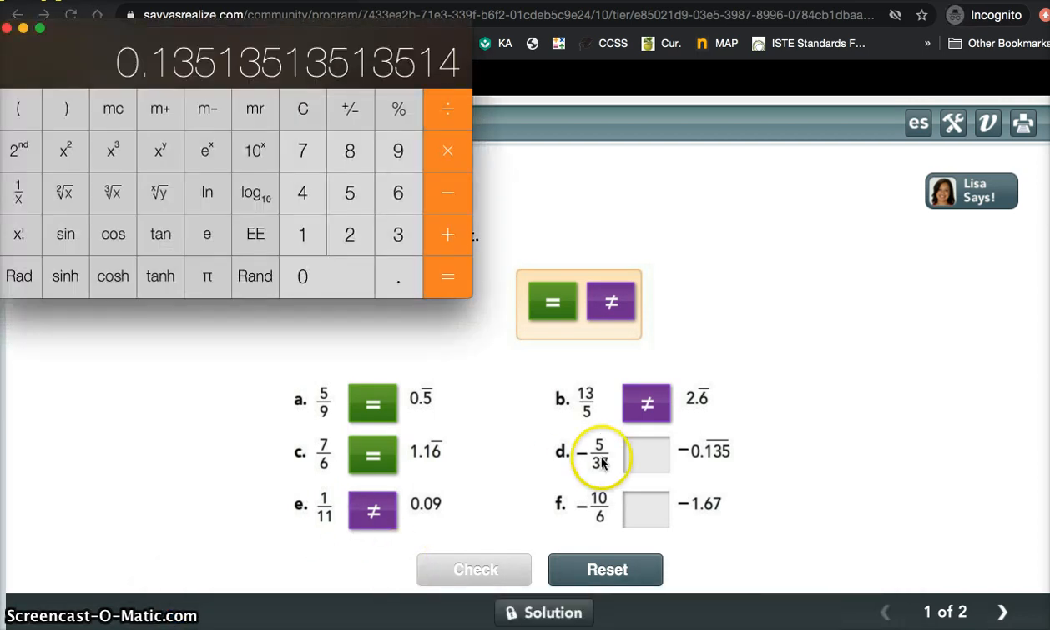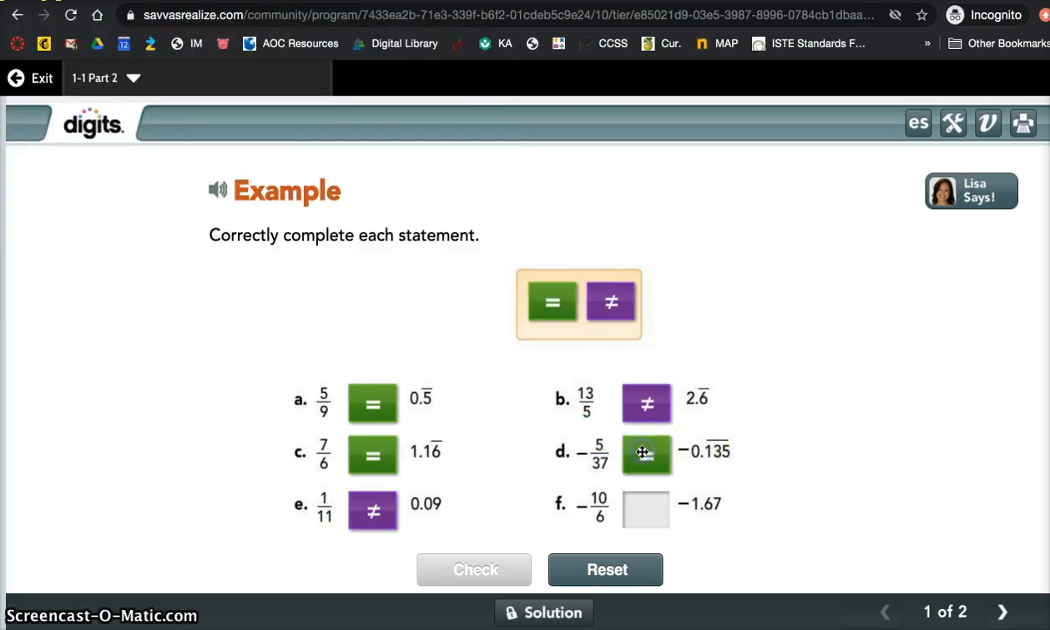And if you're dealing with negatives, don't worry about trying to put the negatives into your calculator. Just do the fraction work first and then come back to remember your negatives later. Here we have 3 digits that are repeating, 135, 135, 135, and the repeat bar is over 135. So this is a true statement.